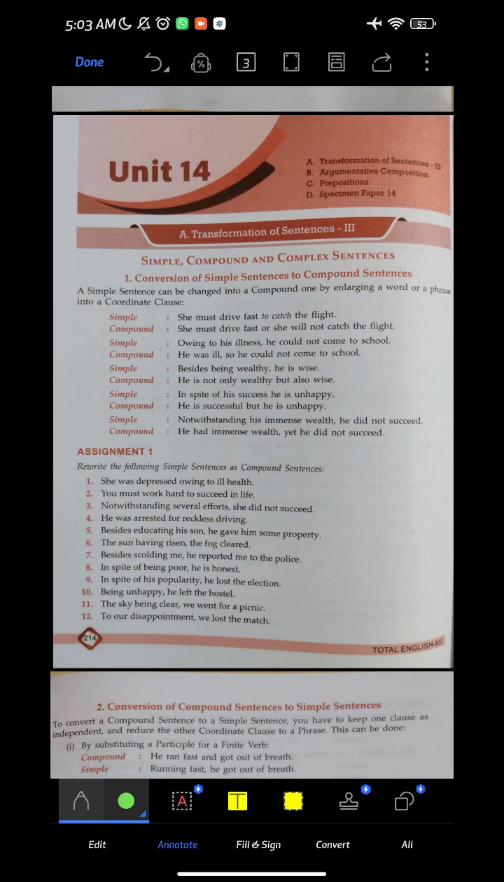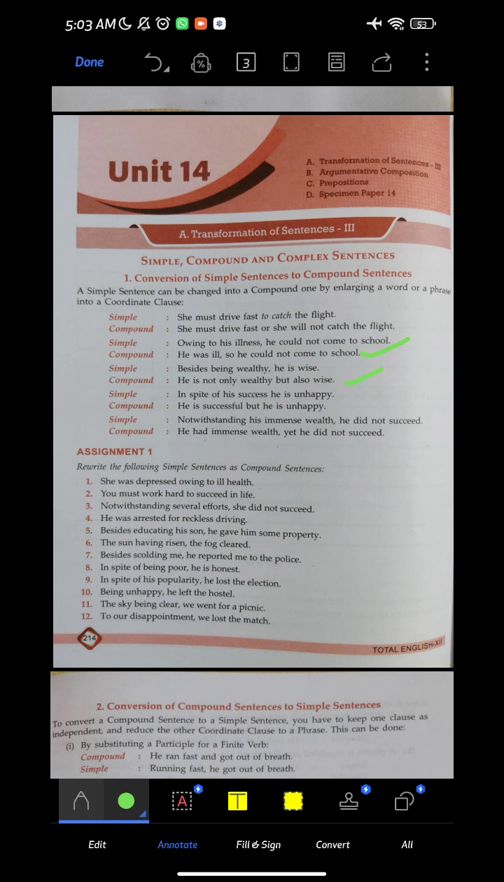The first example I have already covered during the lecture, so let's go for the second one. Owing to his illness, he could not come to school. We have to make it compound: He was ill, so he could not come to school.